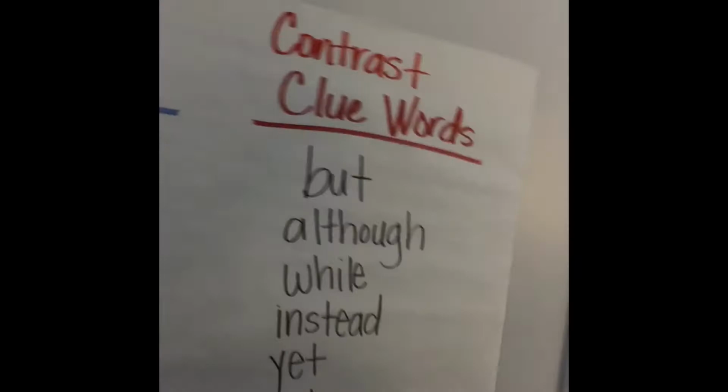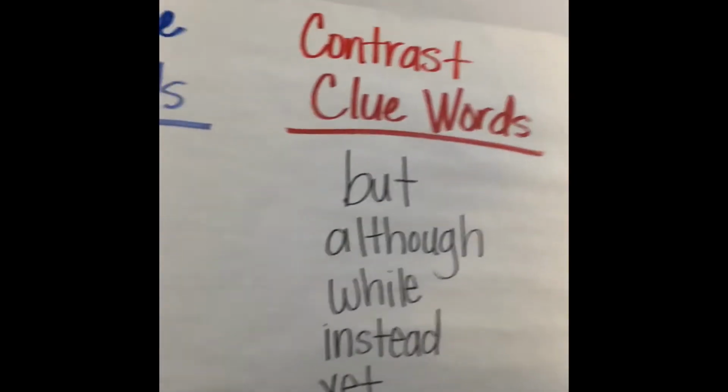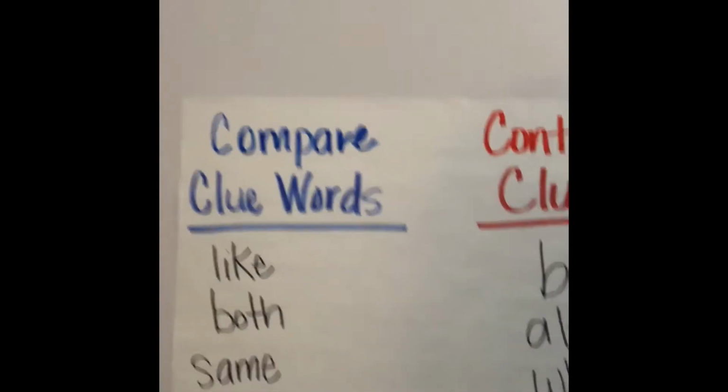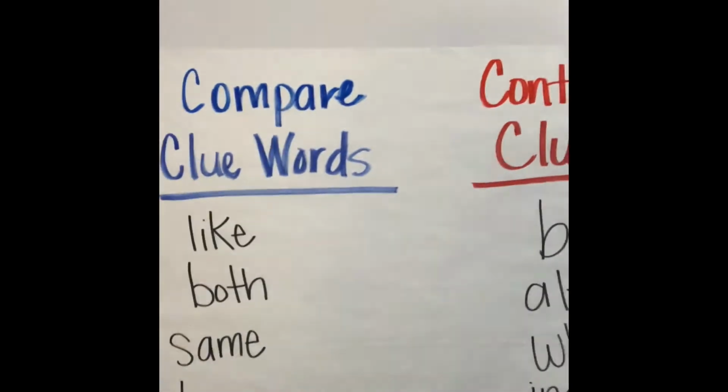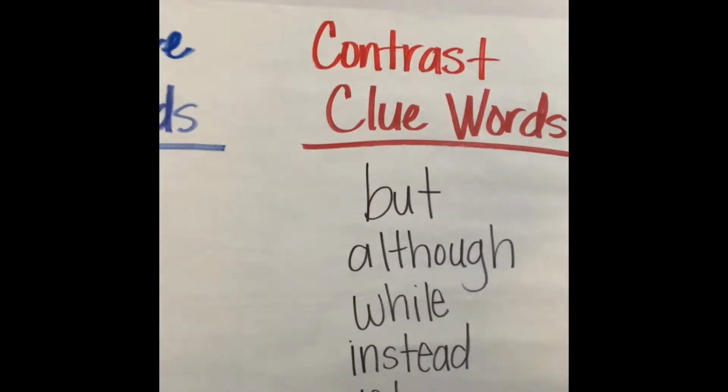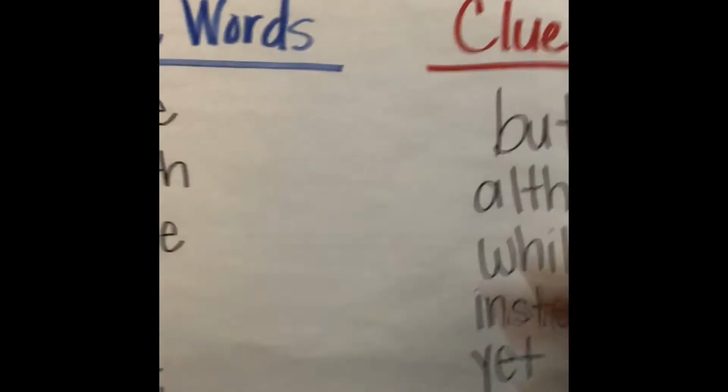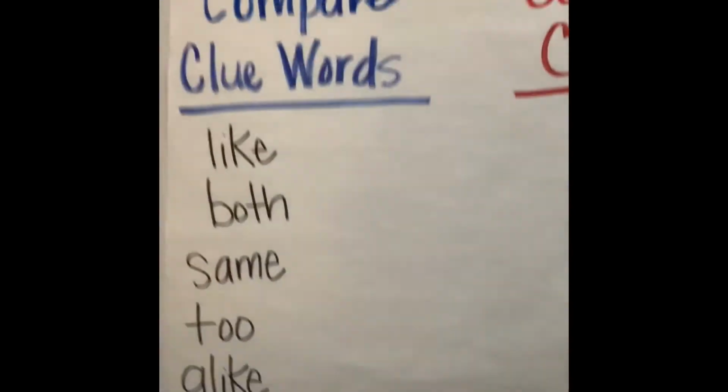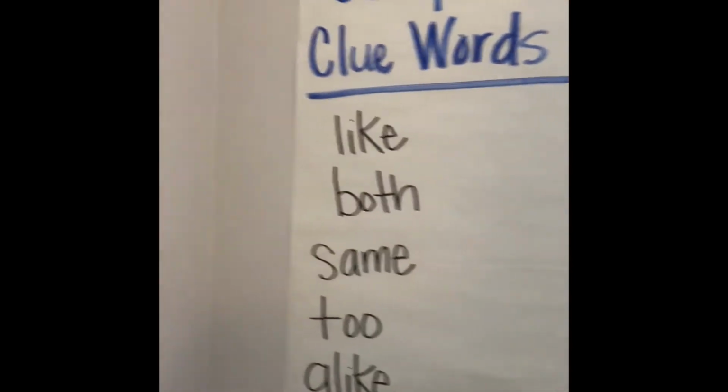Also, another thing that I would do is read off a list of comparing clue words and a list of contrast clue words. So when we're reading text, they would know what types of words to look for to let them know that they are comparing or contrasting.